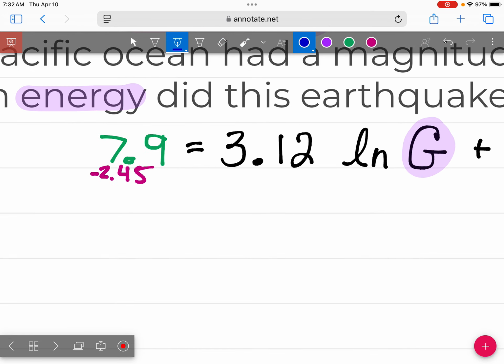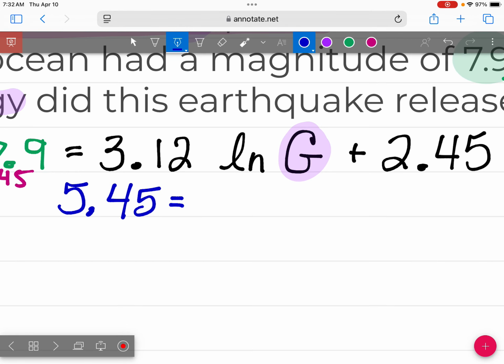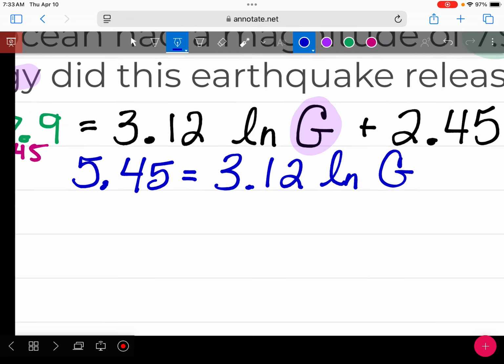Typing that in the calculator, we get 5.45. Yep, 5.45 equals our 3.12 ln of G. Still working to get that G by itself.